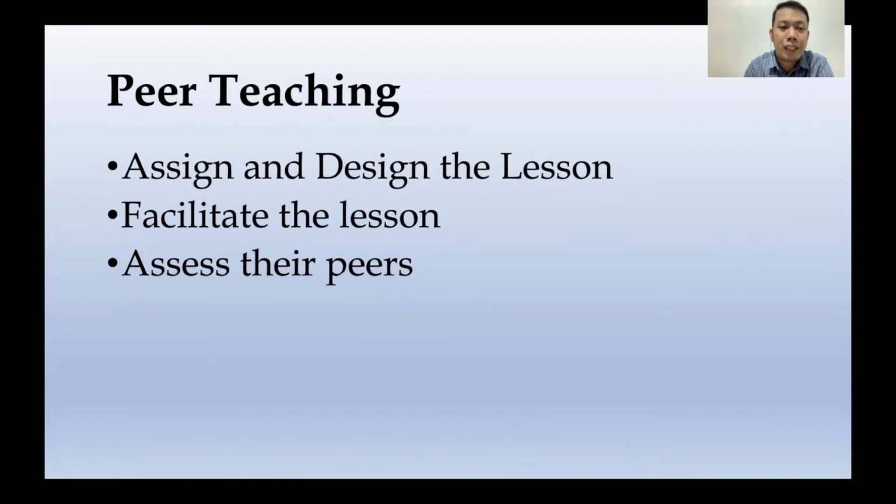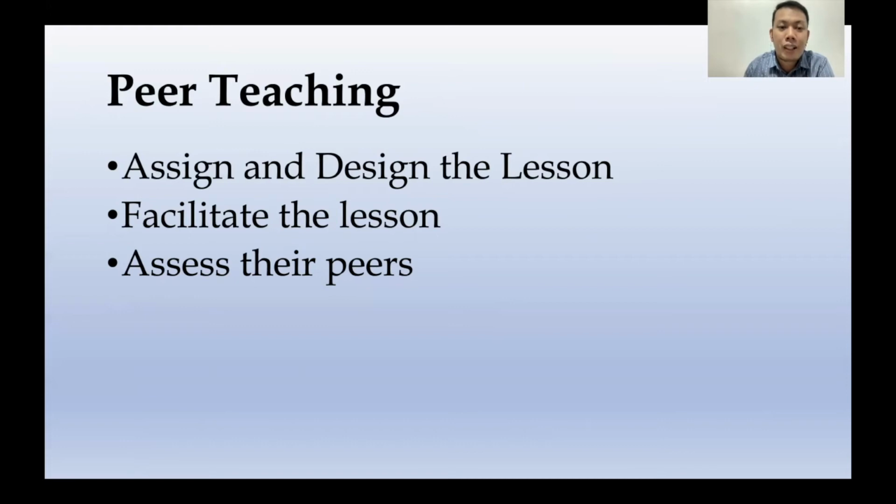So the first step is you have to assign and design the lesson. What topic, what content, what learning competencies will be covered by the peer teaching, and then what kind of lesson plan, who will be the one to do the lesson plan, and what are the inclusions in the lesson plan. So that's the first step.